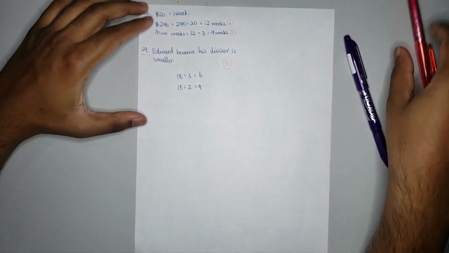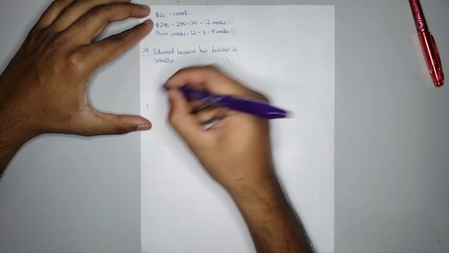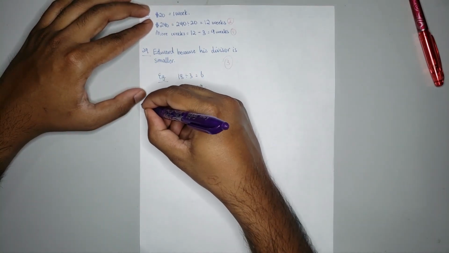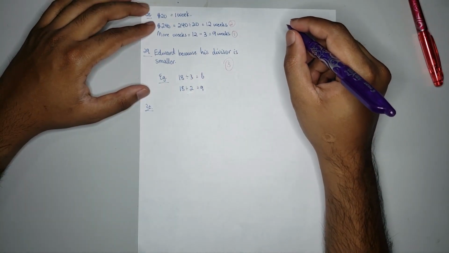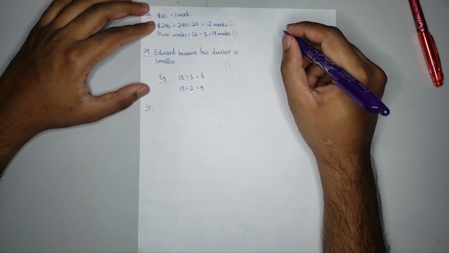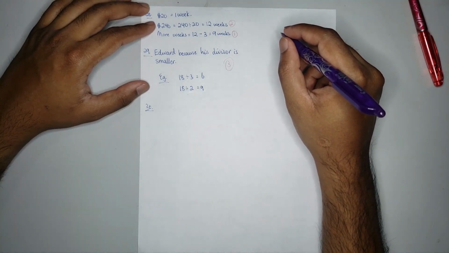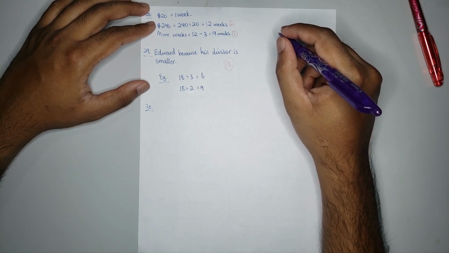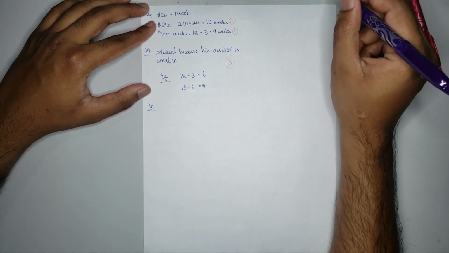Number 30 states Amy borrowed $3,000 from a bank at a rate of 12% for 2 years. She repaid the bank in equal monthly installments. How much does she pay each month? So this is simple interest.